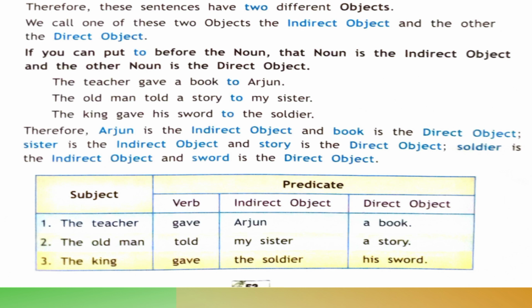The king gave his sword to the soldier. The king becomes the subject. Gave becomes the verb. The indirect object is the soldier, because I am able to add "to" before the noun. Then the direct object is his sword. Okay, children, so you have understood what is indirect object and direct object. Yes or no, children?